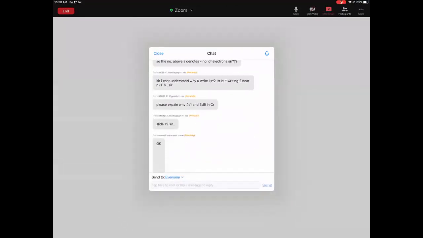Yeah, so in case of chromium, not only in case of chromium, they have observed that, please make a note, that exactly half filled shells and fully filled shells are more stable than partially filled shells.